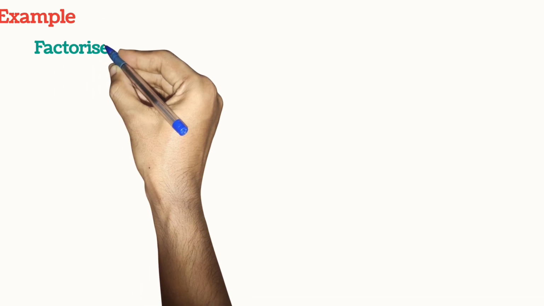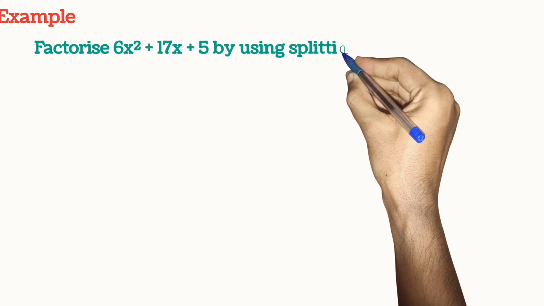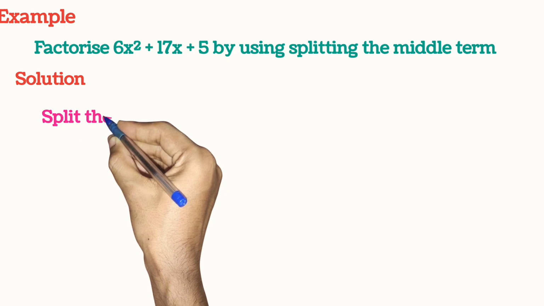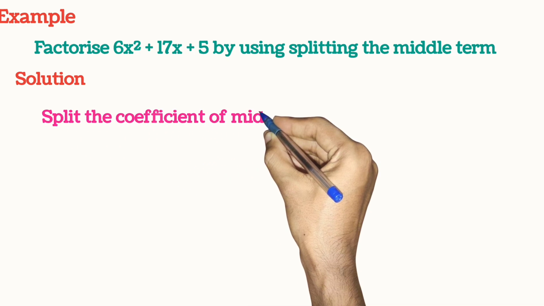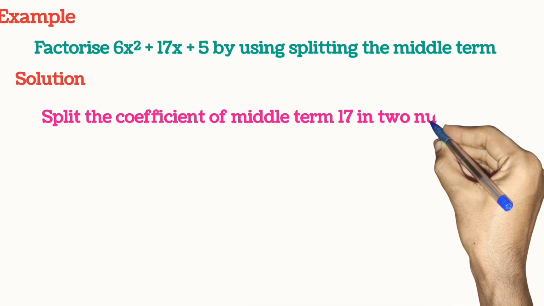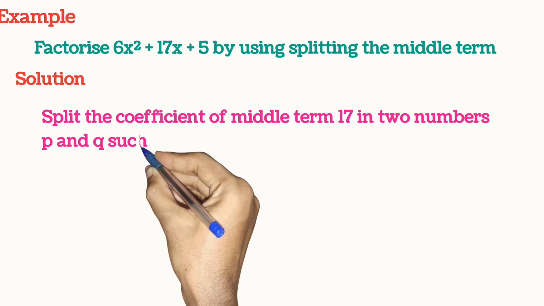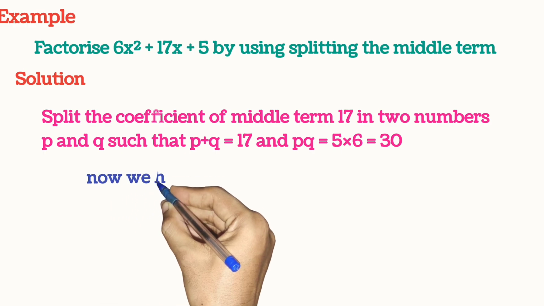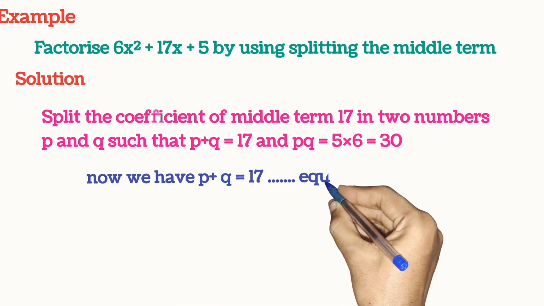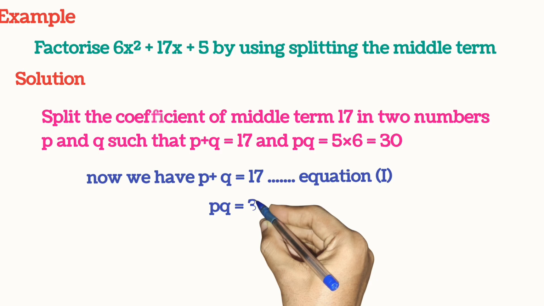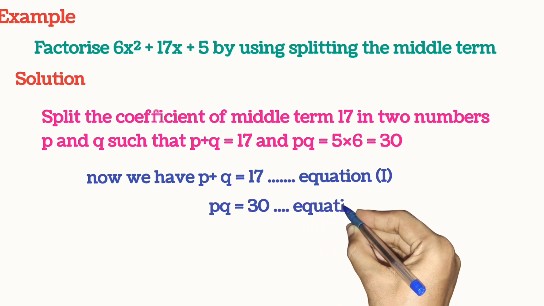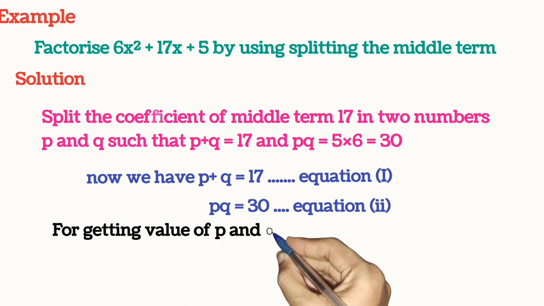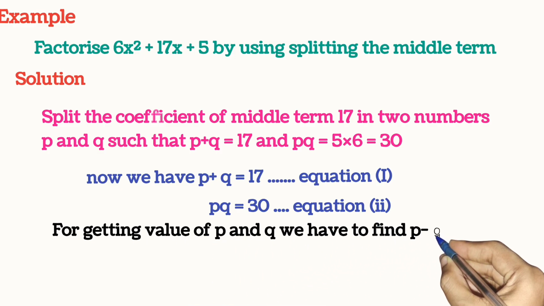Let's look at an example. Factorize 6x square plus 17x plus 5 by using splitting the middle term. For this, look at the solution. Split the coefficient of the middle term 17 into two numbers p and q such that p plus q equal to 17 and pq equal to 5 into 6 equal to 30. Now we have p plus q equal to 17, that is equation 1, and pq equal to 30, that is equation 2. Thereafter, for getting the values of p and q, we have to find p minus q.